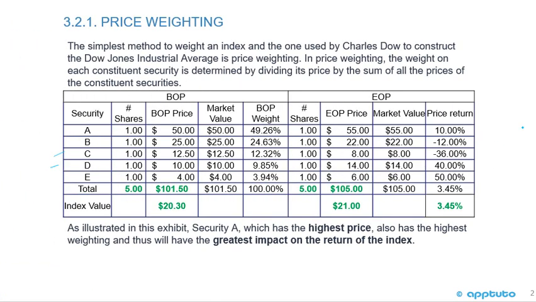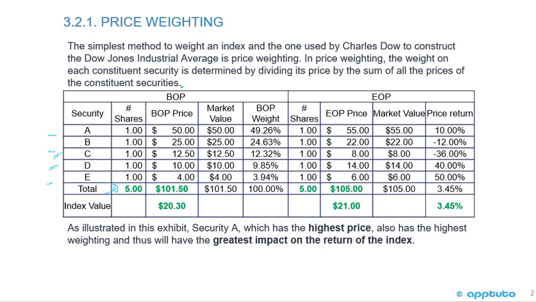Price weighting. The simplest method to weight an index, and the one used by Charles Dow to construct the Dow Jones Industrial Average, is price weighting. In price weighting, the weight on each constituent security is determined by dividing its price by the sum of all the prices of the constituent securities. So we're going to look at this little example that they have in the text. We have securities A, B, C, D, and E, 5 securities. Because we're looking at the price of each individual security, the number of shares equals 5.